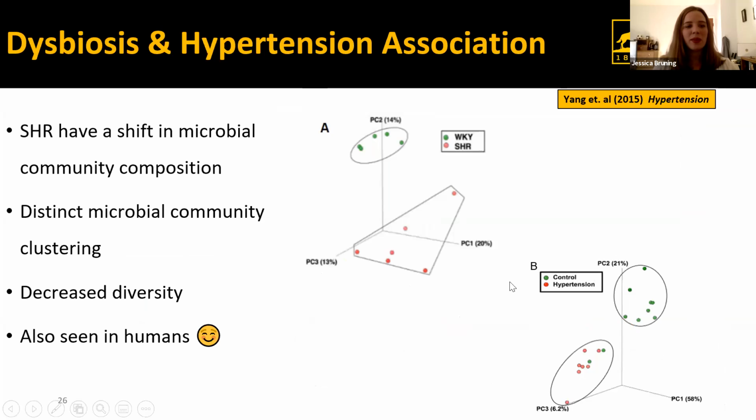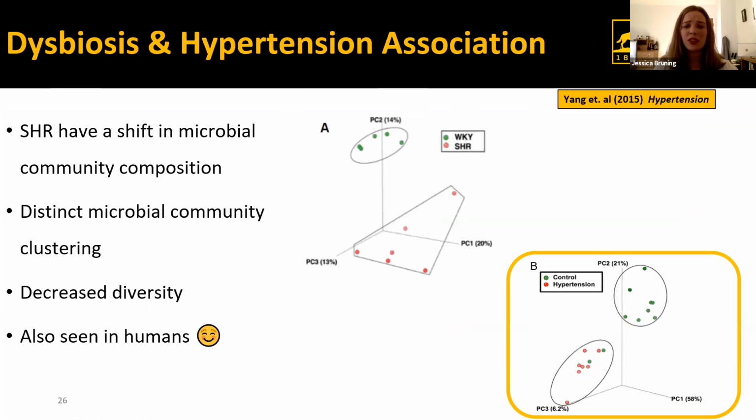And if you give me one click, that'd be cool. So these plots are showing microbial community composition. The green would be a normotensive animal in A, and the red is a spontaneously hypertensive rat. And so you can see there's a clear difference between normotensive microbial community composition and hypertensive communities. And this is also seen in humans. So that's in B. Normotensive individuals are in green, and hypertensive people, their microbial communities are in red. And you can see clear clustering here as well. Next, please.